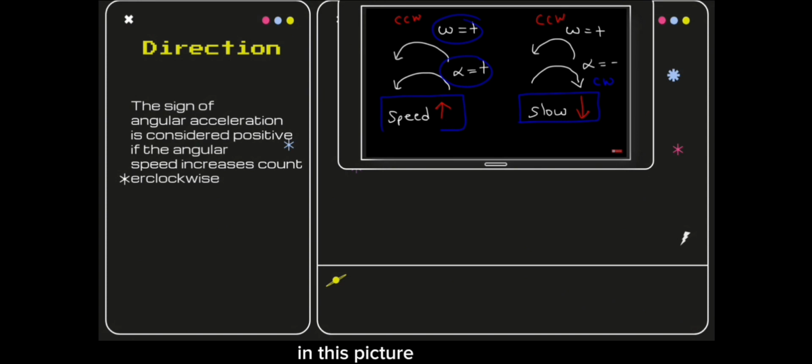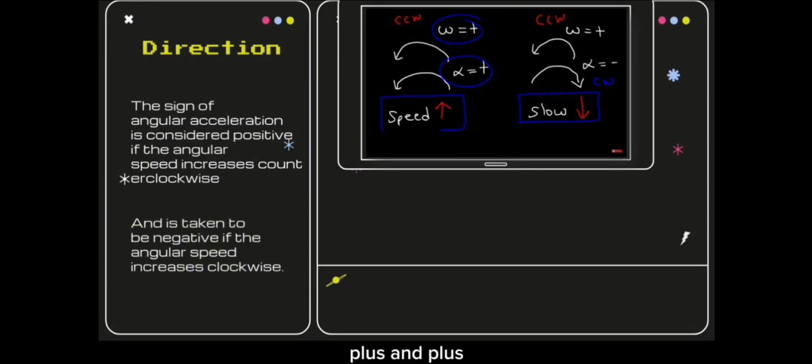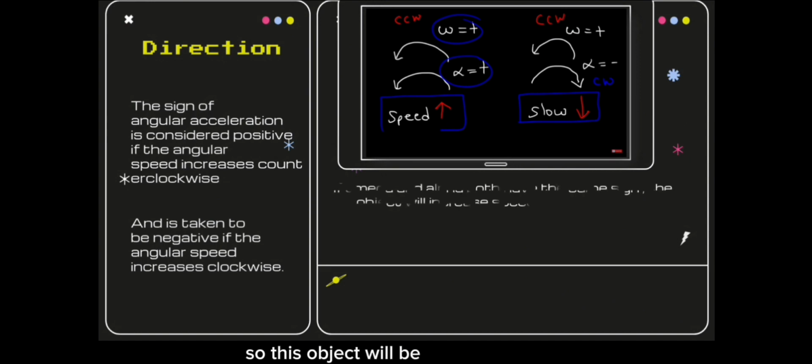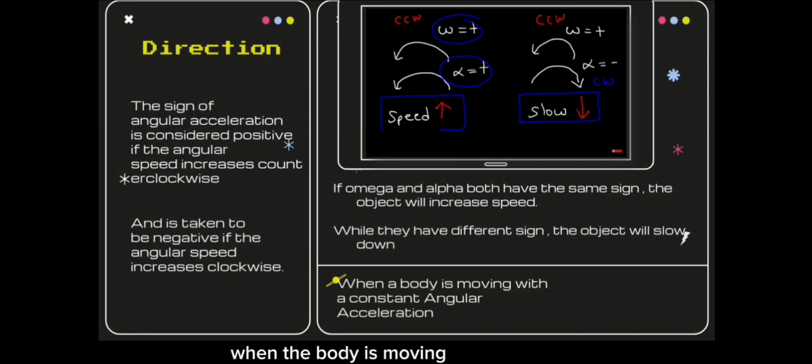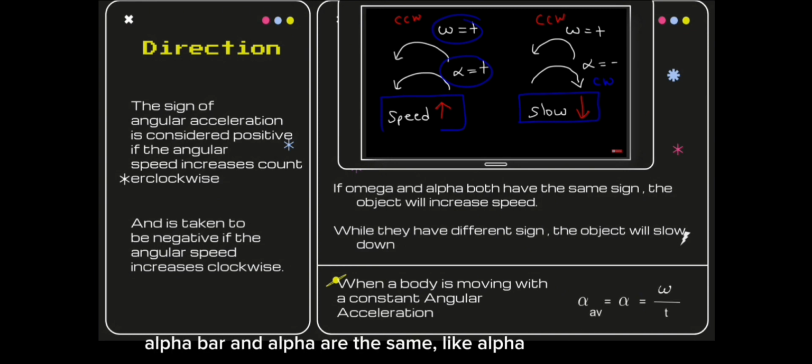In this picture, omega and alpha both have the same sign, plus and plus. So this object will increase speed. It's called speeding up. When they have different signs, plus and minus, the object will slow down. It's called slowing down. When the body is moving with a constant angular acceleration, alpha bar and alpha are the same, like alpha bar equals delta omega by delta t.